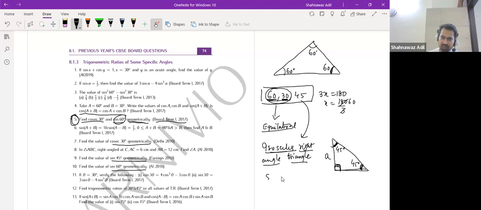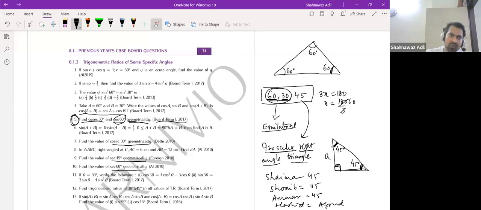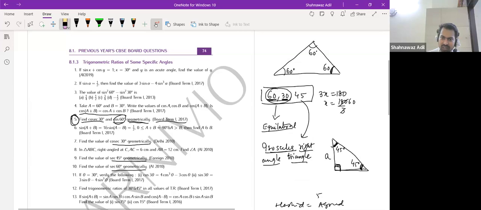Yes, sir. Okay, so Shoaib is saying yes. Right, Amar? Yes, 45 also. Okay, Hashid agreed. Yes, sir. Okay, so everyone agreed, right? So remember, whenever we want to calculate the 45-degree angle, we make an isosceles right angle triangle.